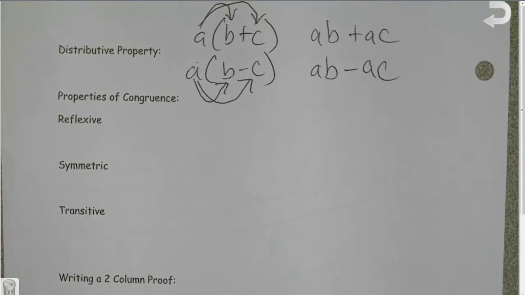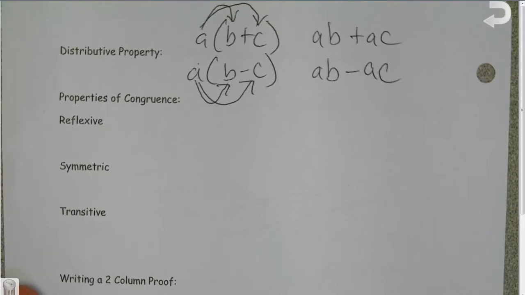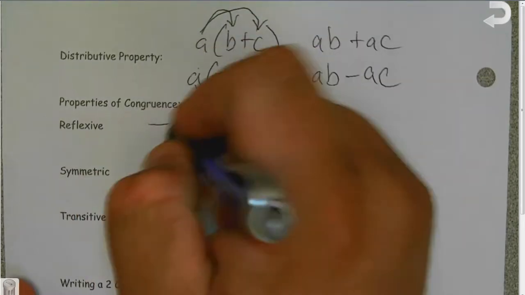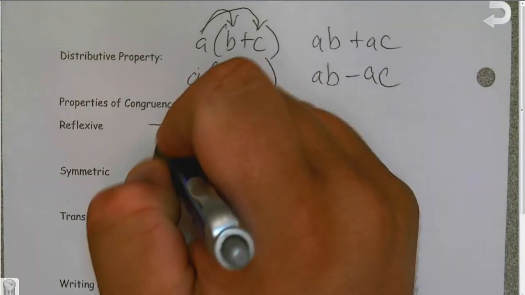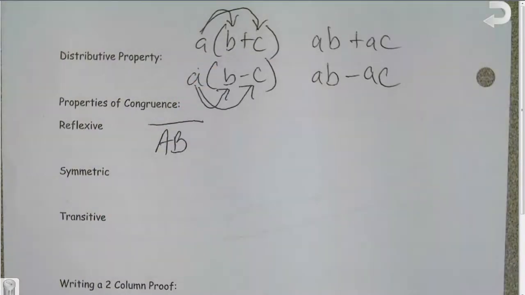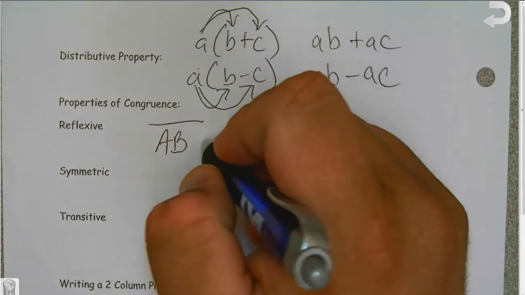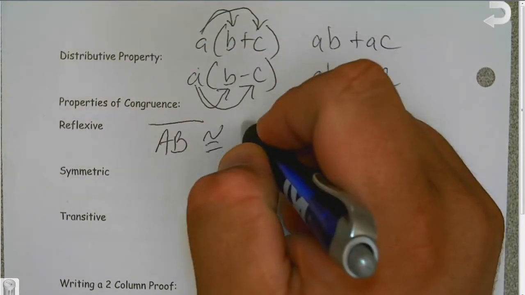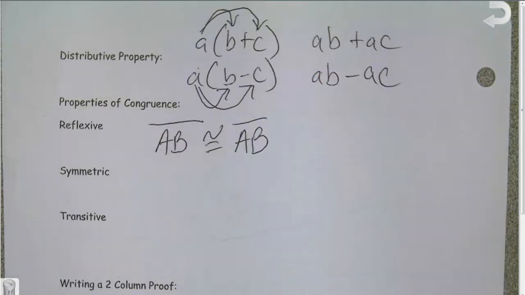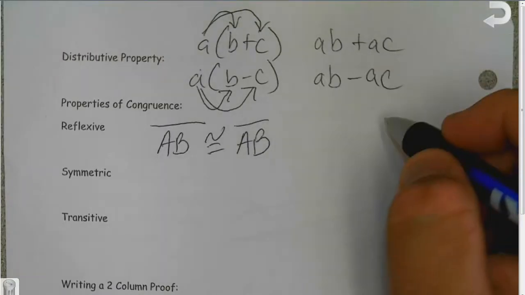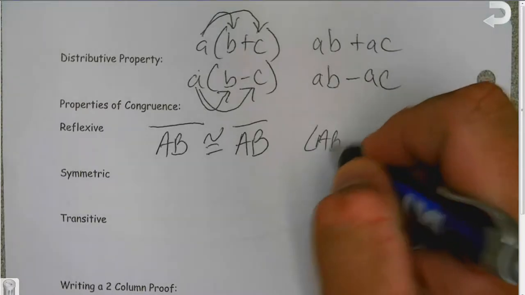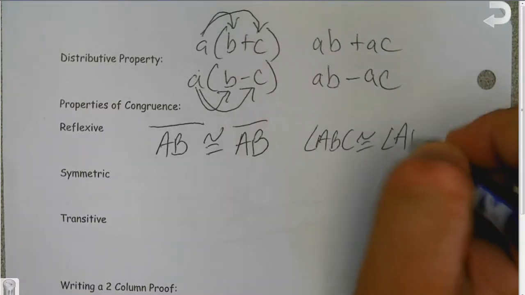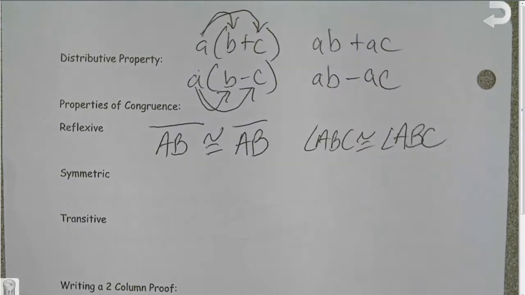And then finally, just like we have reflexive properties of equality, we also have reflexive properties of congruence. And this is when we look at our lines. So if I say line segment AB, and we've been talking about this all semester, that's congruent to line segment AB no matter where I put line segment AB. If I have angle ABC, that's congruent to angle ABC no matter where ABC is in the picture.